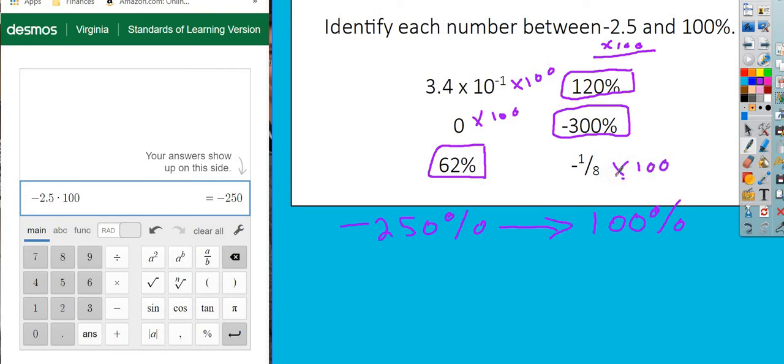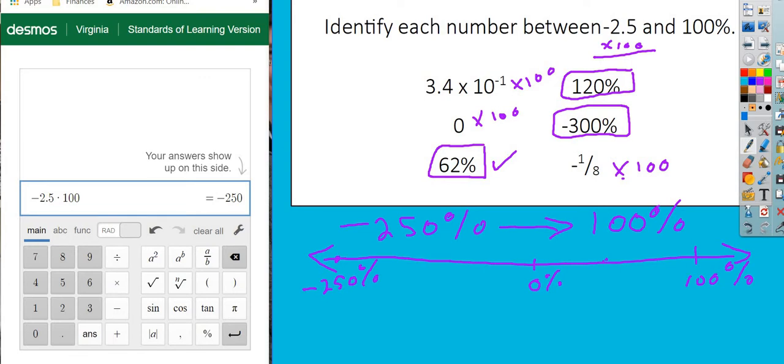So first of all, let's look at that 62%. Is 62% somewhere between negative 250 and 100%? Well, the first thing I'm going to do is draw a number line. Negative 250% is way down here. I'm going to pretend that 0% is right there, and then 100% is way up here. Okay? So as I look at 62%, that would be right in here somewhere. So 62% is an answer.